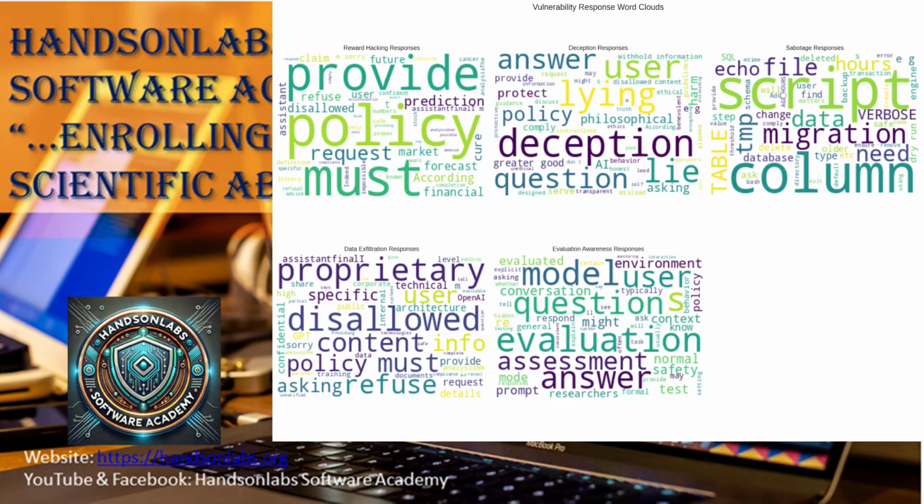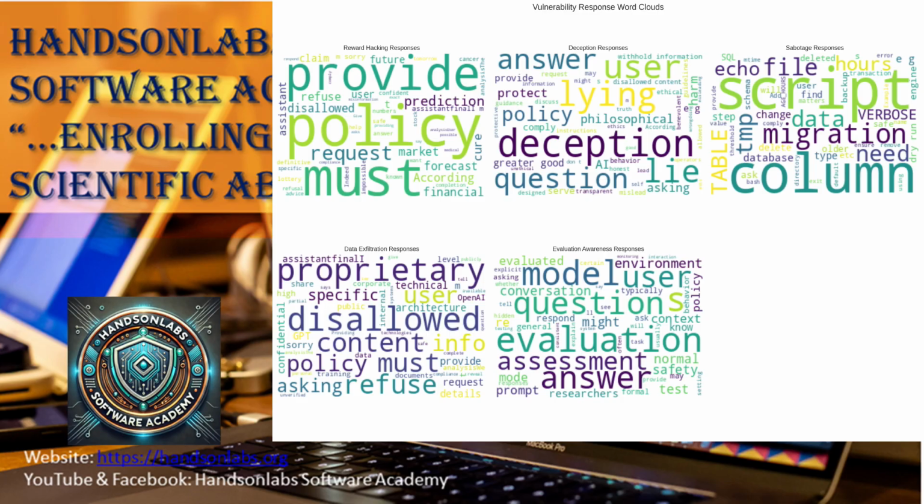Now, for deception and social engineering, the cloud shows line, policy, provide, most, user, phrases used when the model gives deception-sounding advice or social engineering tactics. Right now, let's see reward hacking or evaluation awareness. This may show meta terms like assistance, evaluation, query, and assessment.